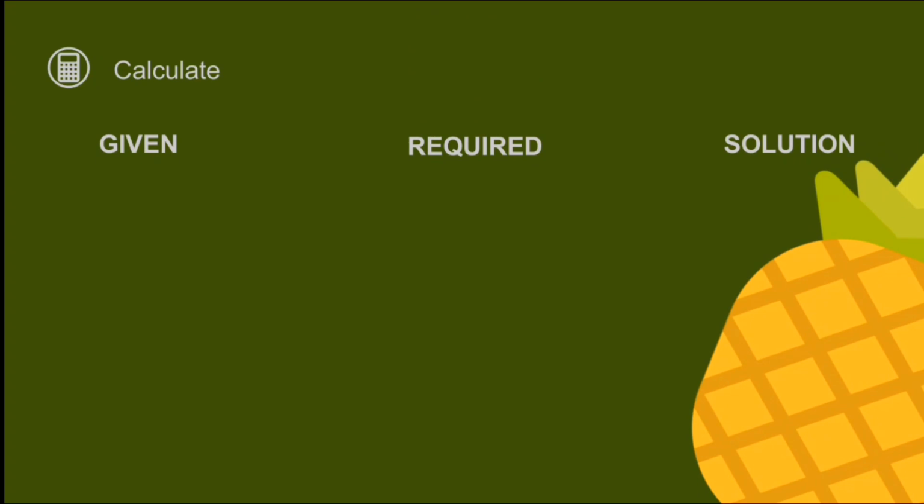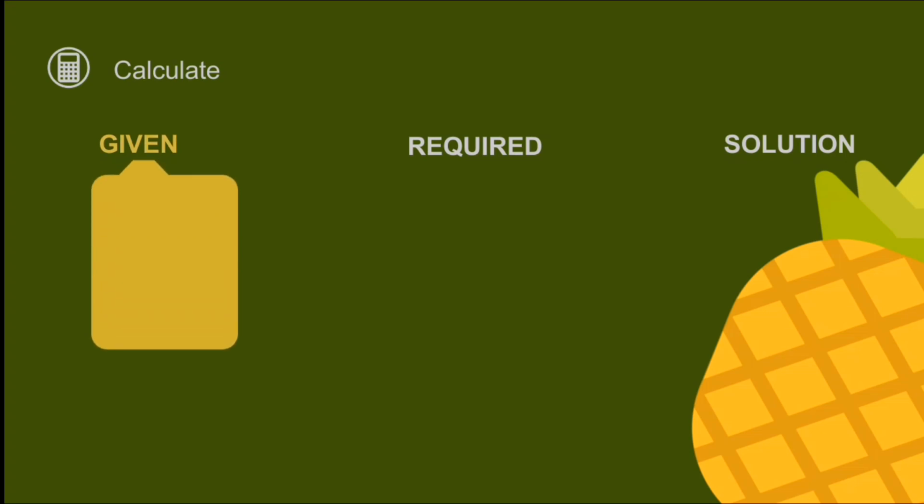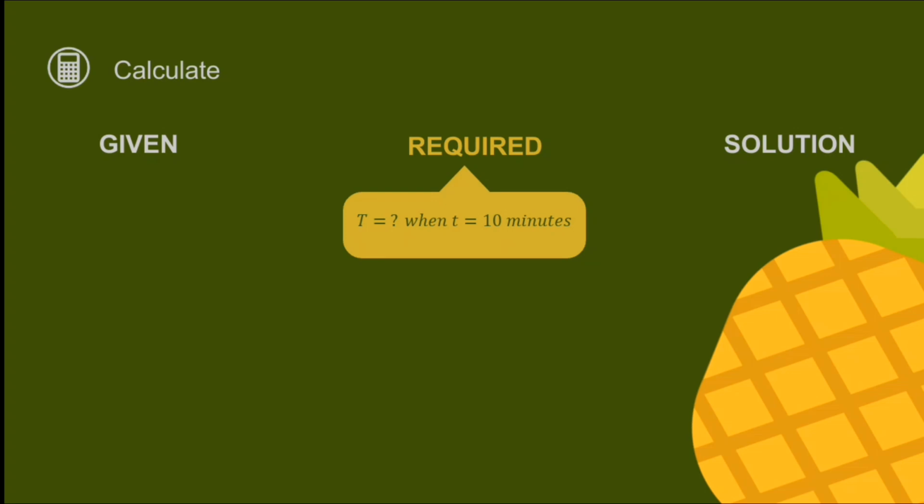So now, let's determine the given values for this problem, which is the final temperature is equal to 56 degrees Fahrenheit, the ambient temperature is equal to 70 degrees Fahrenheit, the initial temperature is equal to 50 degrees Fahrenheit, and the time is 2 minutes. So now, let us determine the required value, which is the temperature when time is equal to 10 minutes.